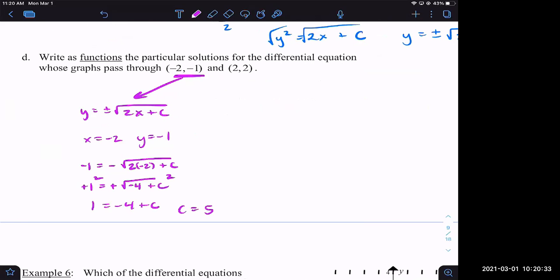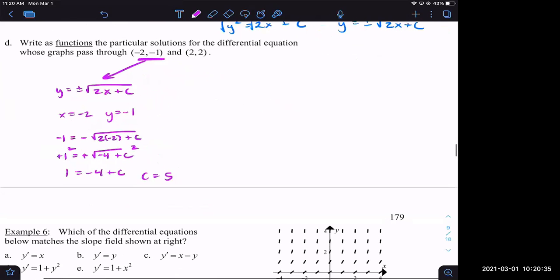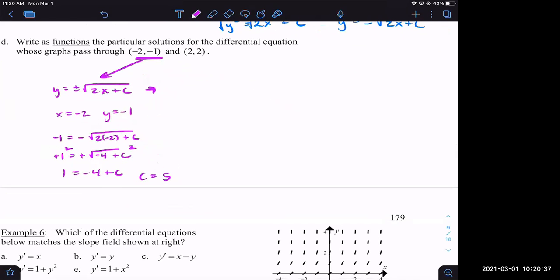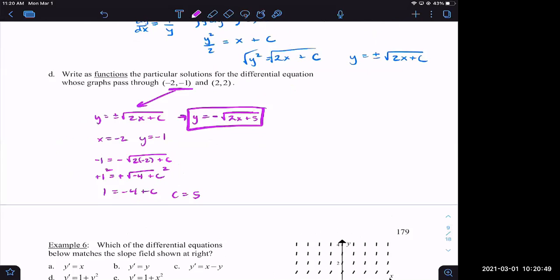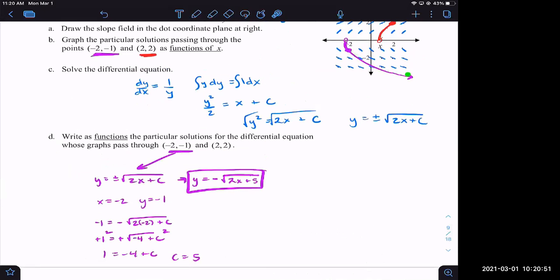Your final answer has to be your y equals, because somebody else's work might look different. So your final answer is y equals, we said there's a negative in front, square root of 2x plus 5. If we were to graph that, that graph is exactly this graph right here. The negative square root, which is why it's below the x-axis.